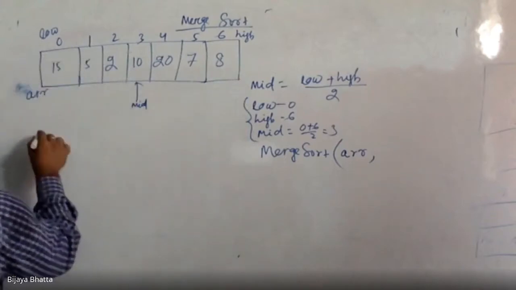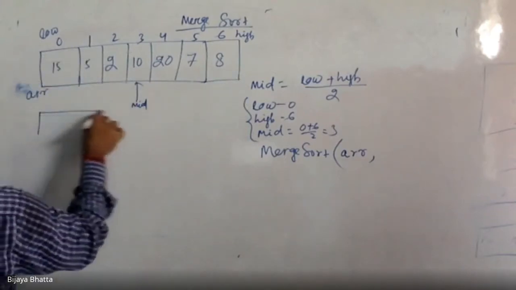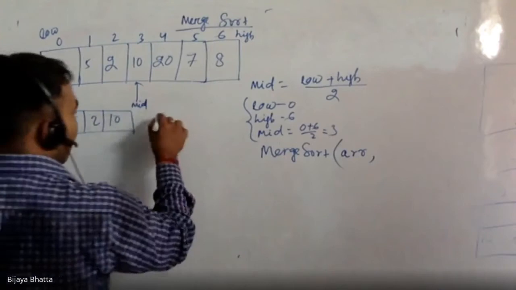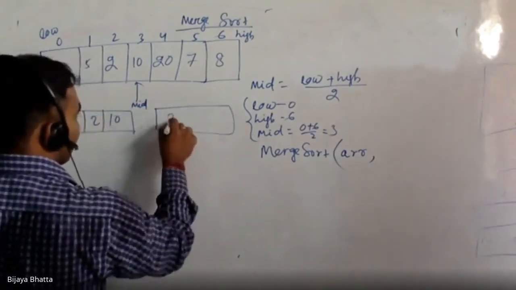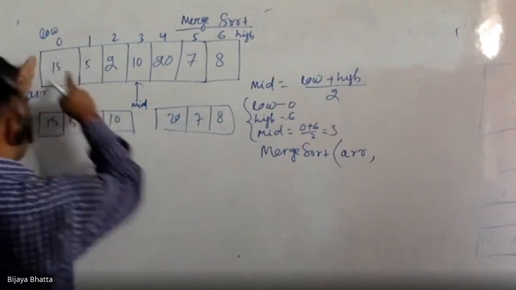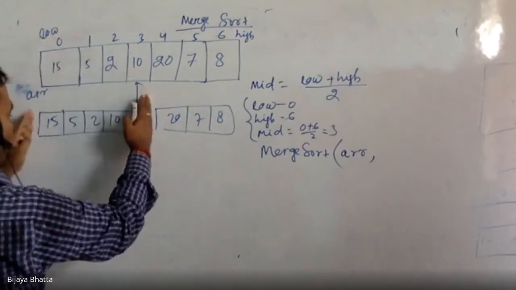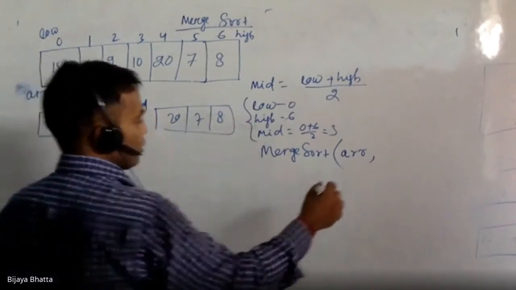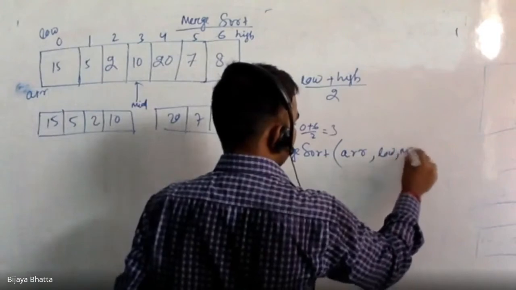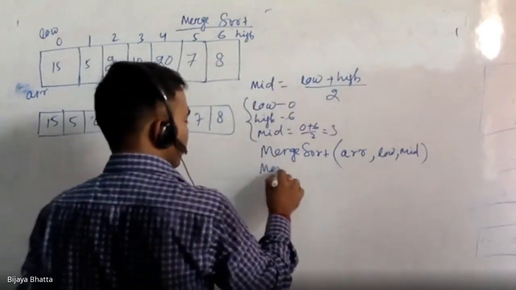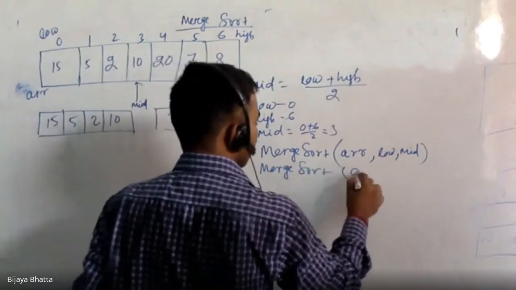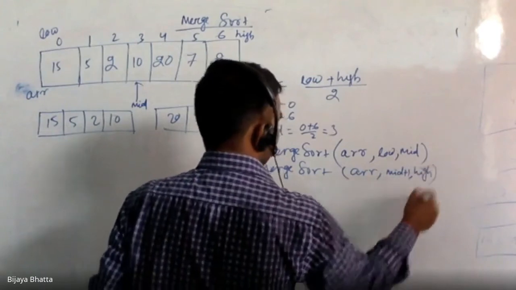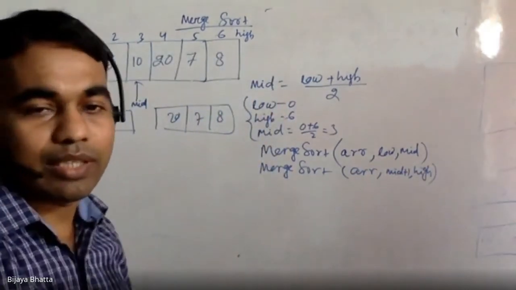Let me write it here. This is going to be my one part, 15, 5, 10, and the right part is going to be 27, 8. So low to mid is one part. This was low and this was mid. And this is my mid plus 1 to high. So this is low to mid, same thing I am doing, and again merge sort ARR mid plus 1 to high. So this is how it will work.